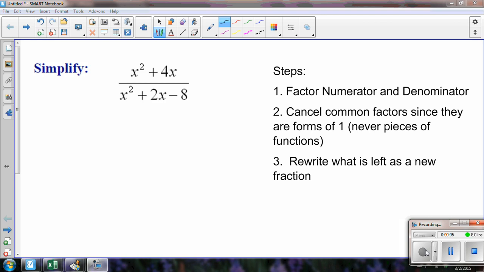Welcome to Simplifying Rational Fractions, Functions, and so forth. In this lesson, we're going to learn how to simplify a function by factoring, and we're going to begin by following these three key steps.